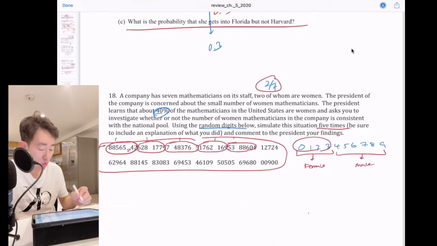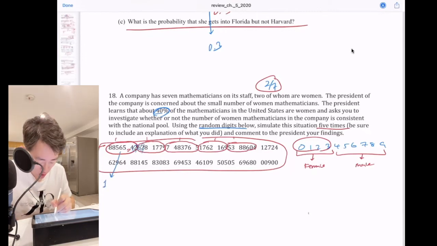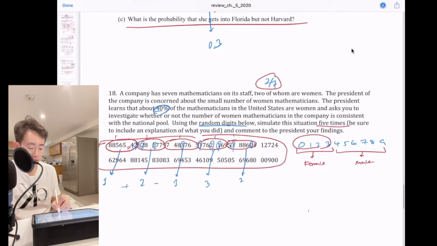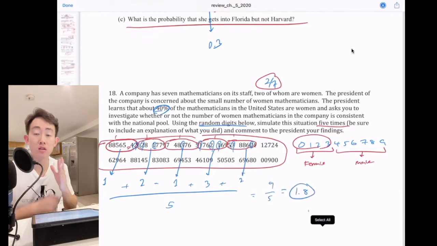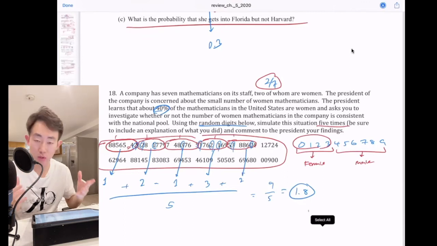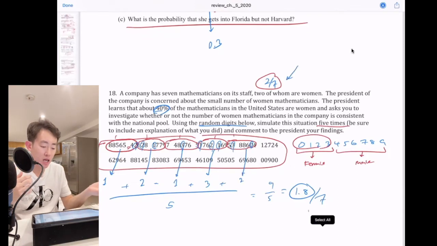Now let's find out how many 0s, 1s, 2s, and 3s that we see. It seems like for this first group, I have only 1, 2, so that's 1 woman. 2 and 1, that's 2. 3, that's 1. 1, 1, and 2, that's 3. 3 and 0, that's 2. So if I were to average all of these numbers up, that's 4, 7, 9, 9 over 5, which gives me about 1.8 women per 7 company people that we have. So out of 7 people that we choose, about 1.8 of them should be women. And this company has 2.